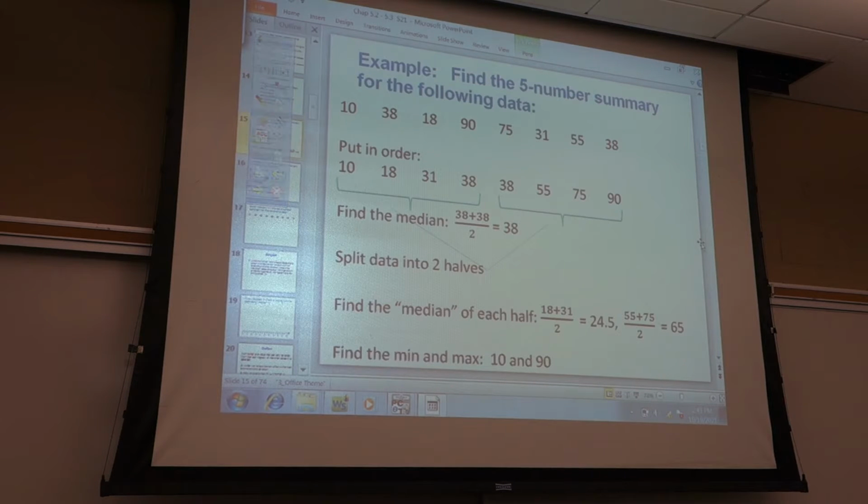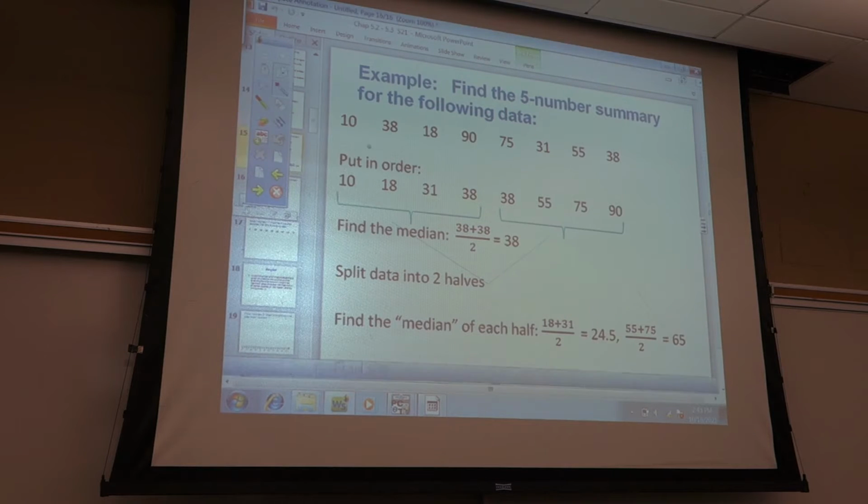So here you can see the 5-number summary. Take your data, put it in order. If it's not in order, you're going to get garbage. Then these two, the Q2 is going to be the number between them. It's not going to include them. Find your lower half, the median of that, average of those two. That's going to be your Q1. Average of these two, that'll be your Q3. And then, of course, the minimum and the maximum.